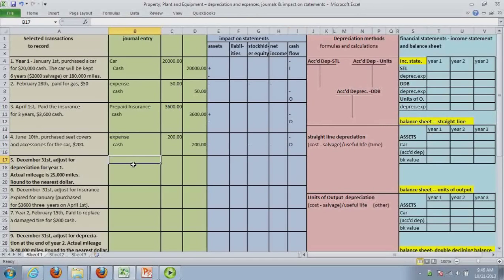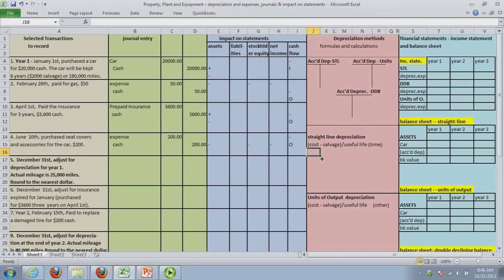Okay, end of the year comes and we're adjusting, and this is the major part of this video clip. We want to expense a full year of activity. If we look at the top, it's either a 6-year life or it's 180,000 miles, depending on the method you're using. So let's start with straight line first, and the salvage is 2.